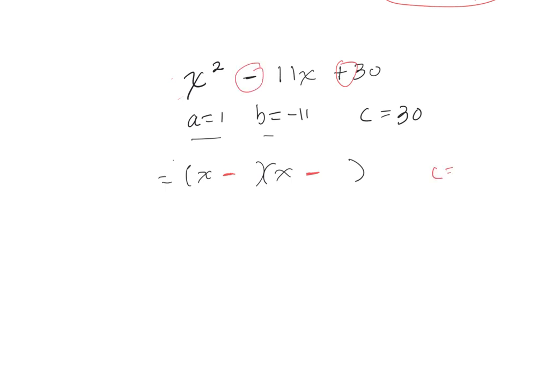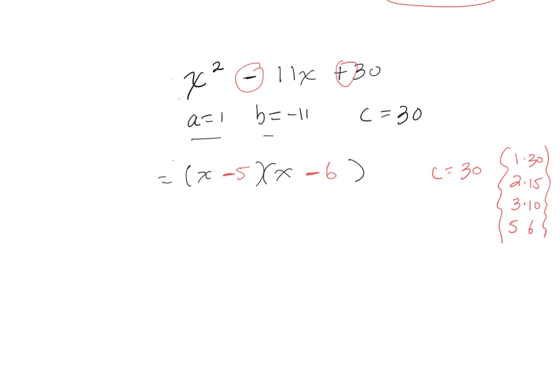Again, I'm going to look at the factors of c. What are the factors of c? 1 times 30, 2 times 15, 3 times 10. Do I have any more? Yes, I have a 5 and a 6, and I'm looking for factors that add up to negative 11: negative 5 and negative 6. Okay, so that's when you have negative b, positive c.